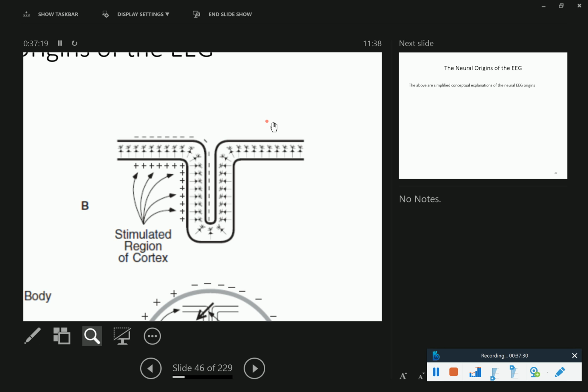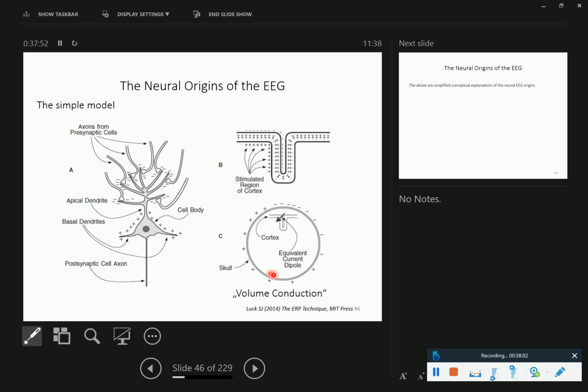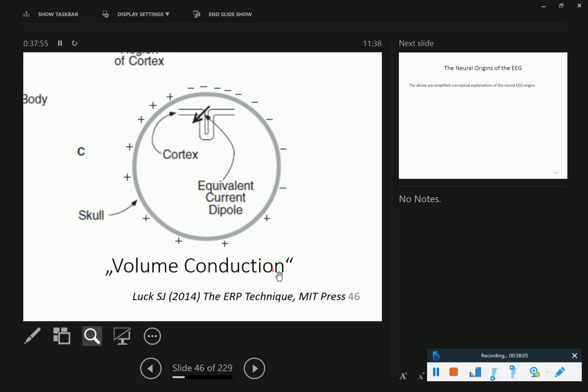Here you see these little things in the cortex. These should be pyramidal cell neurons, and if this is happening synchronized in time, then there will be enough build up and enough strength of the potential that you might detect it from further away. So here you see that this whole thing has on the outside something negative and on the inside something positive. And if you then zoom out further, you are in this case where you see some negativity on the skull here.